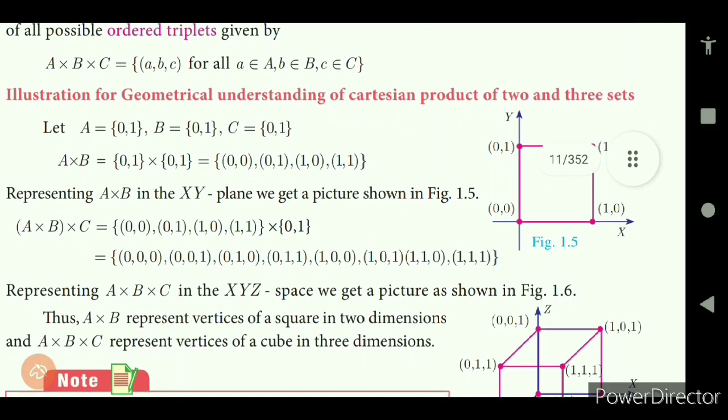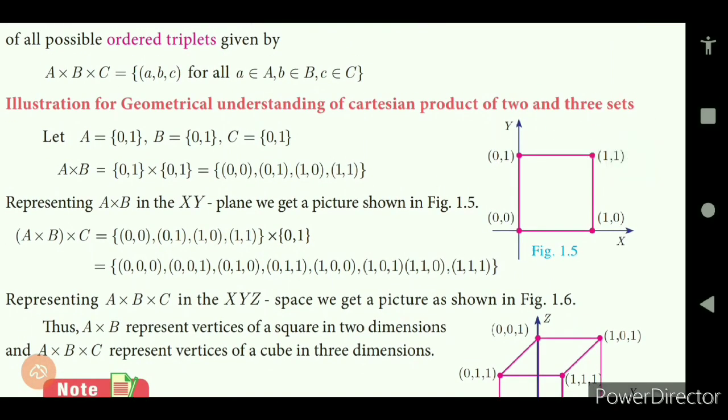Triplets. It is called ordered triplets. A cross B cross C is a set of (a, b, c) for all a belongs to A, b belongs to B, and c belongs to C. A contains 0, 1. Geometric representation of the set. A contains 0 and 1, B contains 0, 1, C contains the same elements 0 and 1.